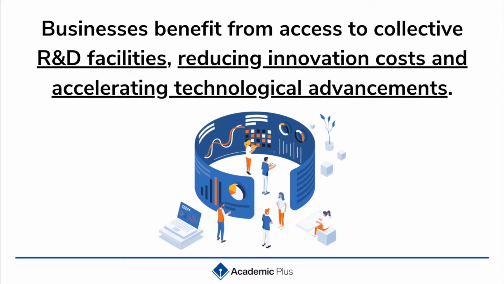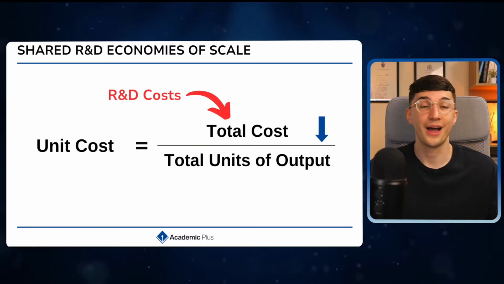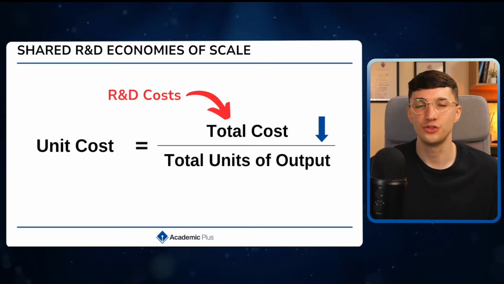And these shared research and development facilities, like specialized labs or testing centers, give businesses access to more sophisticated equipment and technology. Having shared research and development facilities just helps reduce your R&D costs, which once again can help reduce the business's unit costs.